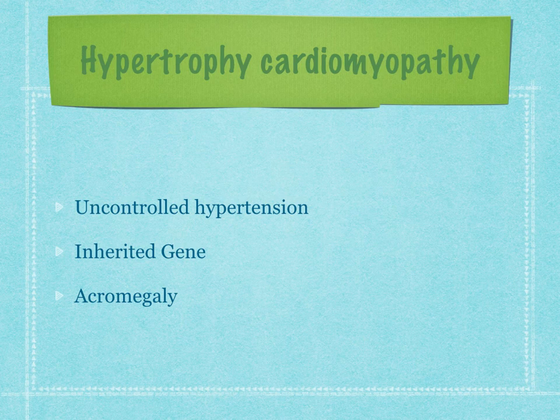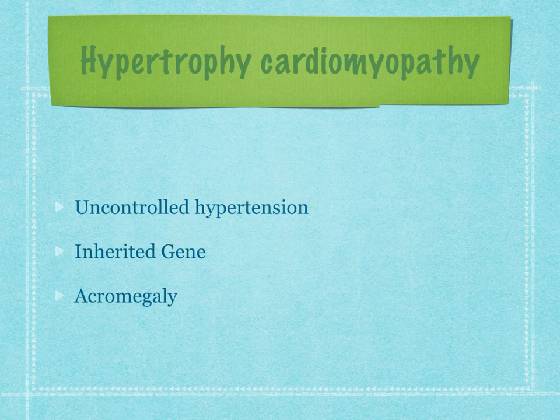So, in uncontrolled hypertension, it causes the ventricles and septum muscles to become hypertrophic, and this causes the chambers of the heart to become very small, and little volume is ejected out of the heart, thereby decreasing the cardiac output. And here, instead of the blood flow going forward, it's going backward.